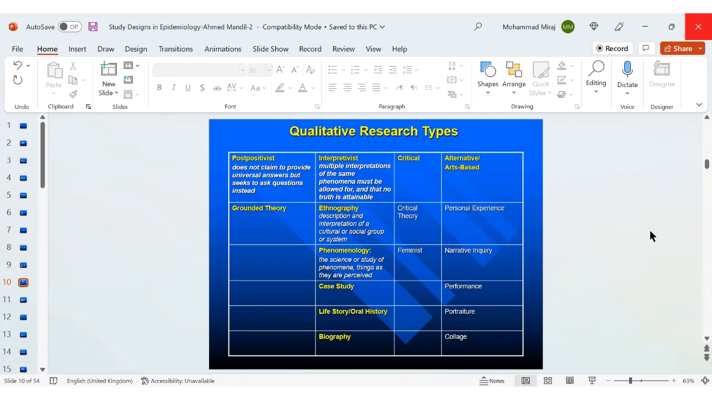As far as qualitative research design is concerned, it can be ethnography. Ethnography is the description and the interpretation of a cultural or a social group or system. For example, we talk about a particular class, a particular group, particular people, the social groups, and the multiple interpretations of the same. So that is basically interpretivistic.